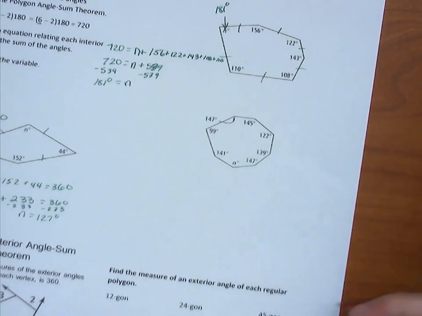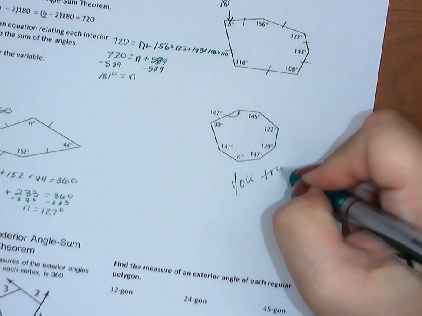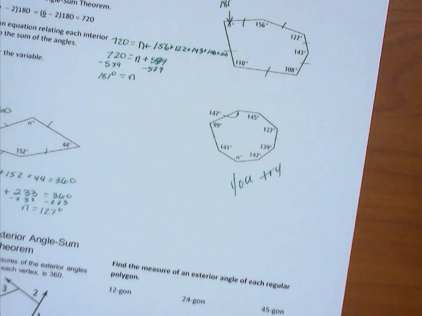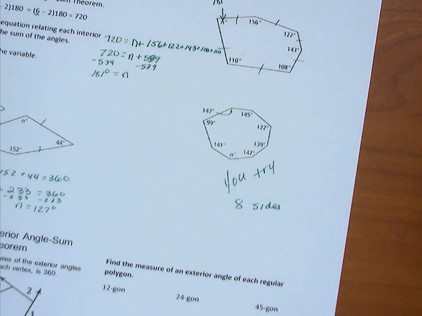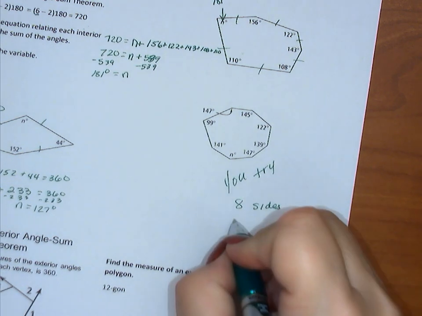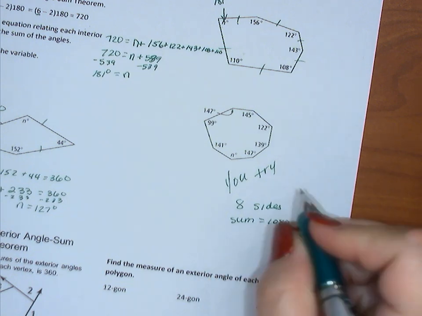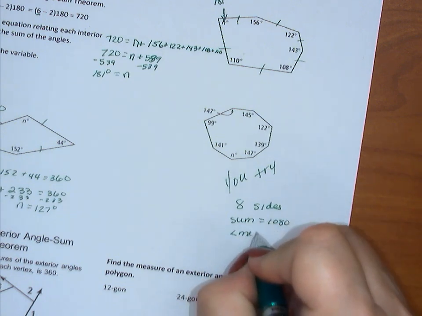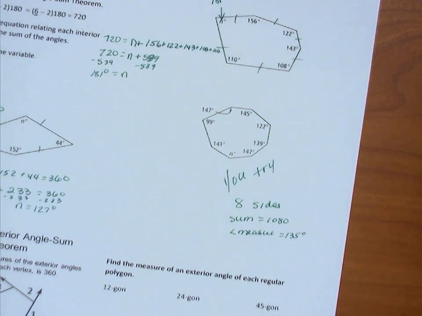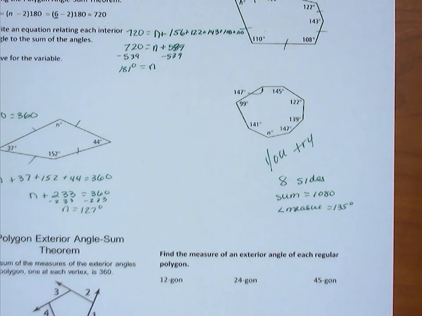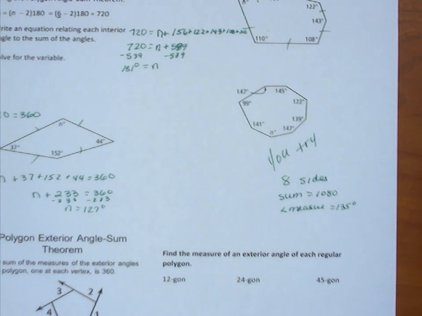Okay, you give it a try. Pause the video. Did you get that there are 8 sides and that the sum of the angles is 1,080 and that the angle measure is 135 degrees? Great. If not, make a note right next to it that you need some support or you didn't understand.